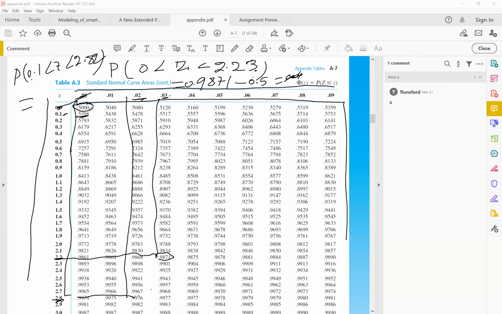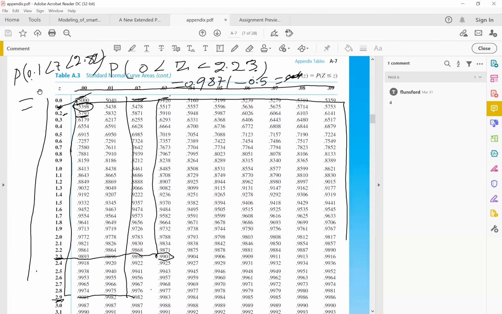So it will be then 0.99. Now let me check the probability. Yeah, so it will be then 0.9976 minus 0.5398.